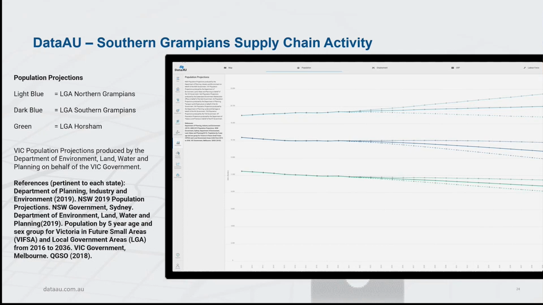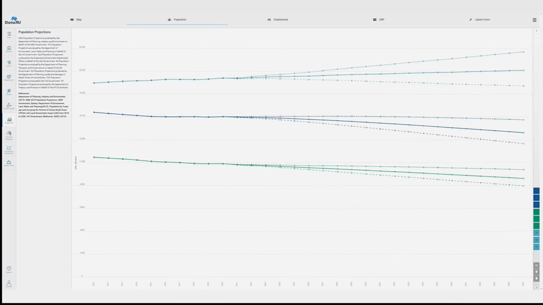And I can see that the projections here are out to 2041. So there's a lot of information here that can be used to inform or complement other modules within DataAU, which is really start to get the benefit from the platform as well. But in and of itself, this information can be used across a range of different applications and workflows.